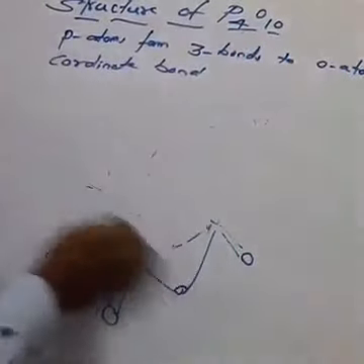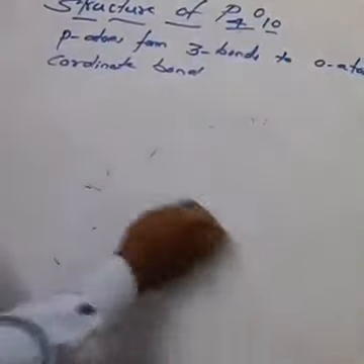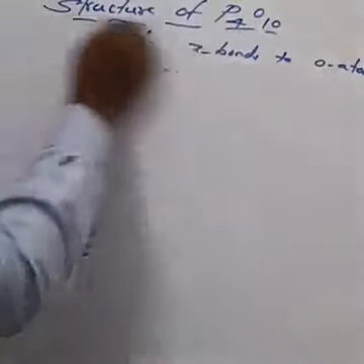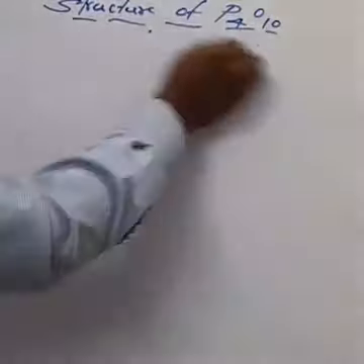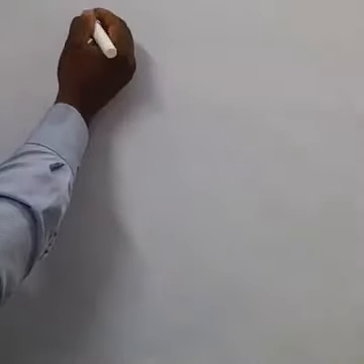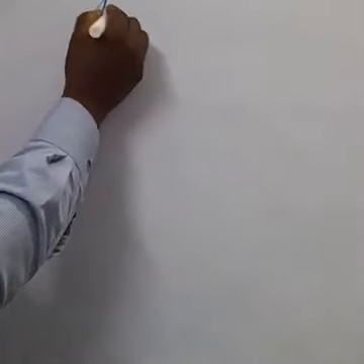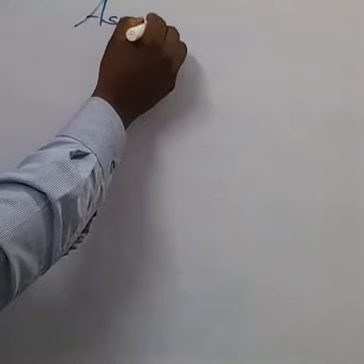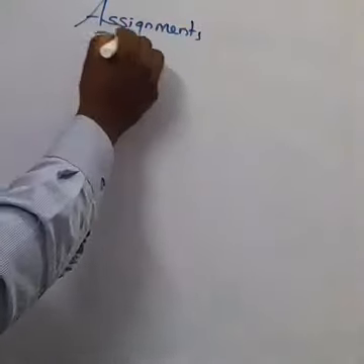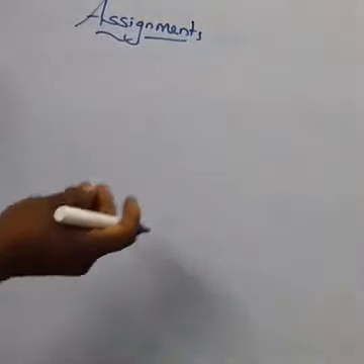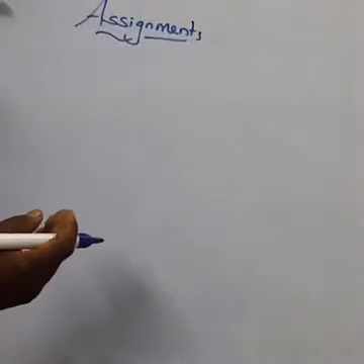So today we learned a very important area: phosphorus trichloride and phosphorus pentachloride. Here we covered the reactions, physical properties, chemical properties, and uses of phosphorus trichloride and phosphorus pentachloride. From tomorrow's class we will discuss the structure of oxo acids of phosphorus and their preparation. Okay, so I am giving the assignment.